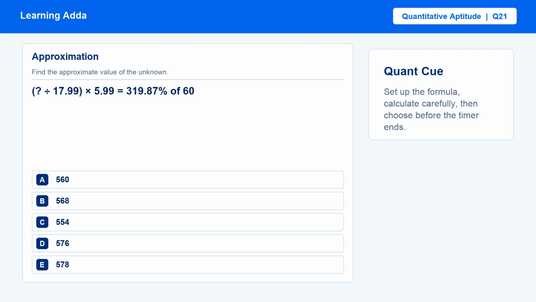Question 21. Divided by 17.99 multiplied by 5.99 is equal to 319.87% of 60. Option A, 560. Option B, 568. Option C, 554. Option D, 576. Option E, 578. The timer starts now.